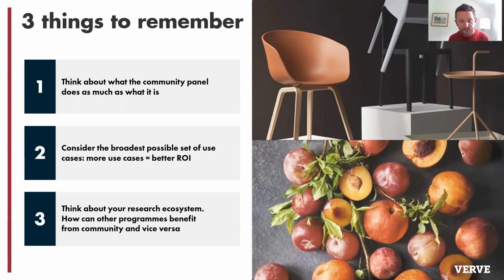And that also links into my final point, which is think about your research ecosystem. One of the most powerful ways to use communities is to support other programs of work. So how can your community integrate, for example, with your CX program? Asking yourself those questions will help you not only increase the ROI of the community itself, but it's also going to help you increase the ROI of those other research programs and of your entire research output. So three things to remember: what the community does, thinking about the broadest possible set of use cases, and also thinking about how your community links in and supports other areas of your research ecosystem.